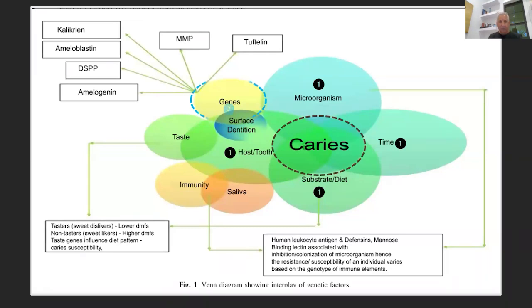But let's look more carefully at genetics. Genetics has a direct role and should be expanded from this traditional diagram to include how it involves microorganisms, how it does dictate the surface dentition, how it can alter taste, how it can alter immunity, how it can alter saliva. So I believe, and the research believes, that genetics has a huge role in caries and the process and evolution of caries.